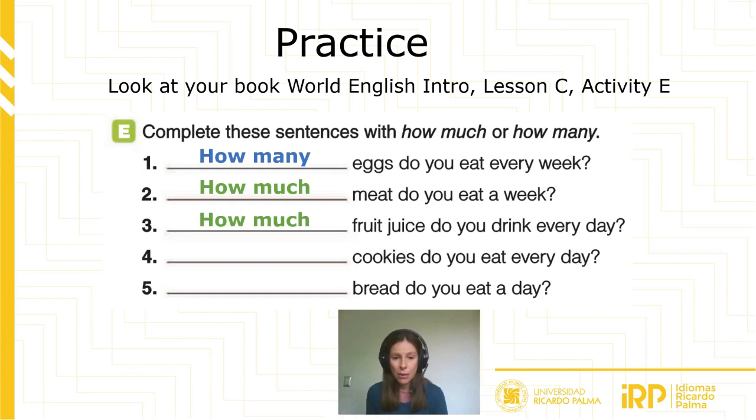4. The noun we have is cookies. Can we count the number of cookies we eat? Yes. Yes, we can. So we use how many. How many cookies do you eat every day? And the last question has as a noun bread. As I mentioned before, we don't count the bread. So we use how much.